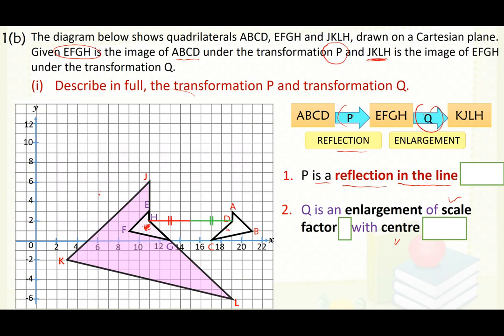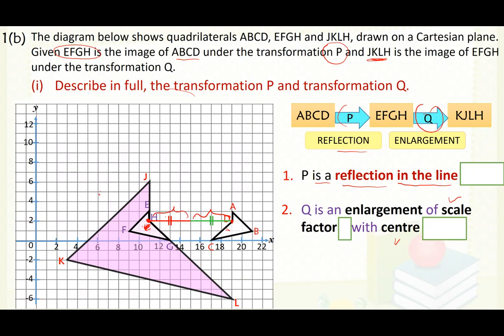I choose these 2 corresponding points. So the total length is 1, 2, 3, 4, 5, 6, 7, 8. 总长度是8. So reflection must have the middle line. 一定是有 middle line 的，一定有中间线。So I divide into 2. So that means everyone has 4 units.